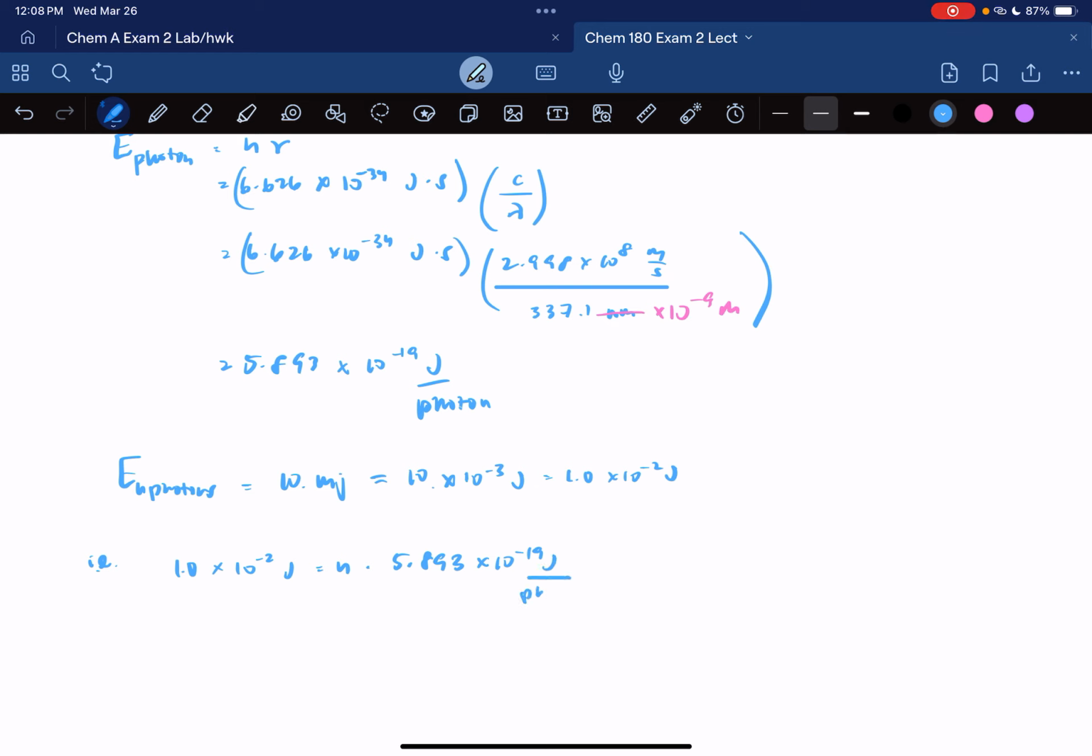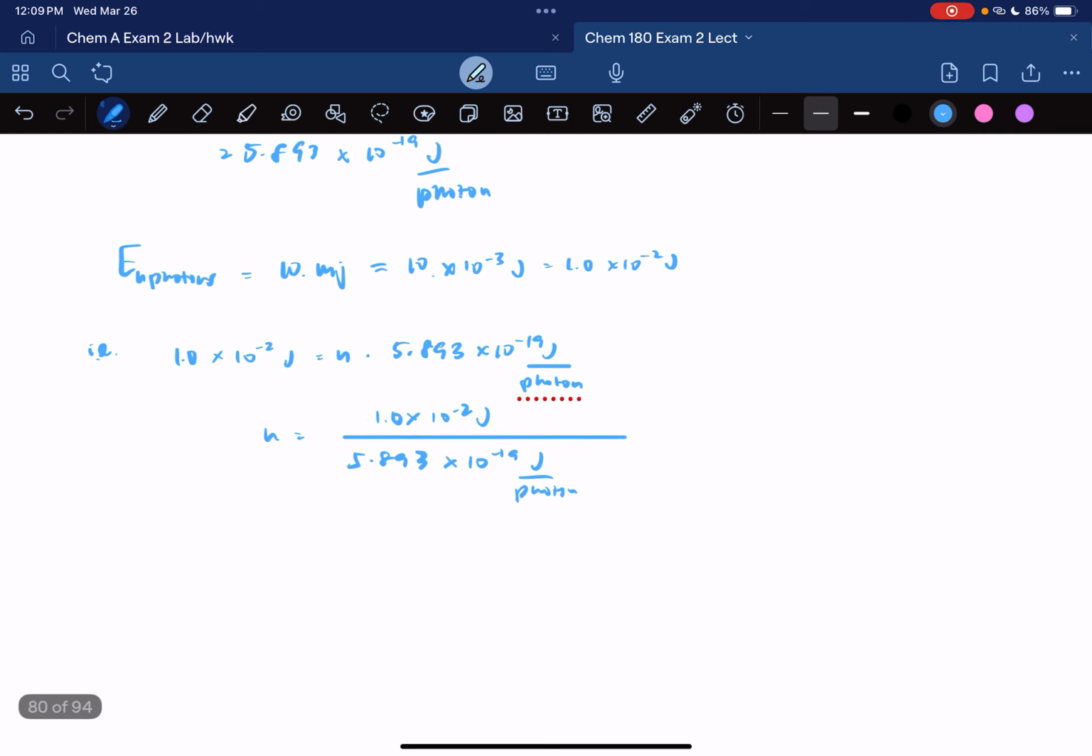Can you find out the n value? Yeah, you should be able to find out n. n is going to equal 1.0 times 10 to the minus 2 joules, divided by 5.893 times 10 to the minus 19 joules per photon. So you end up with a photon unit. How many photons? It turned out to be 1.6969 times 10 to the 16 photons.